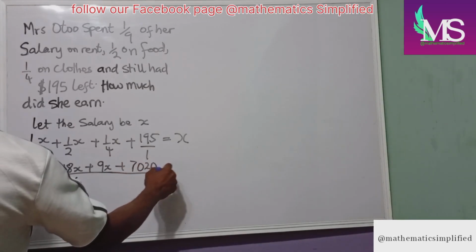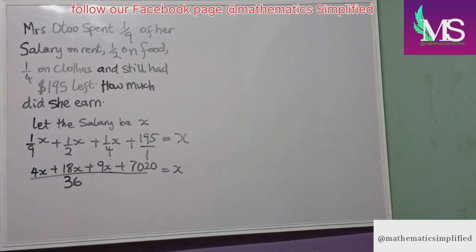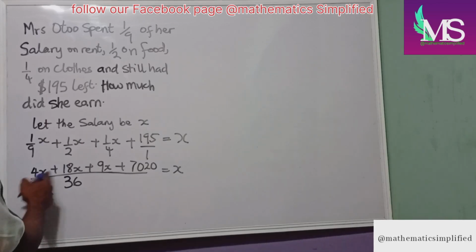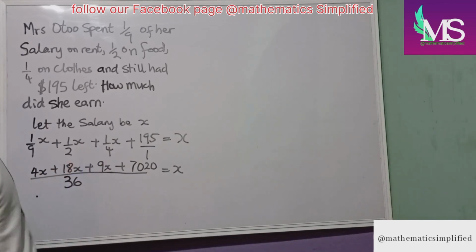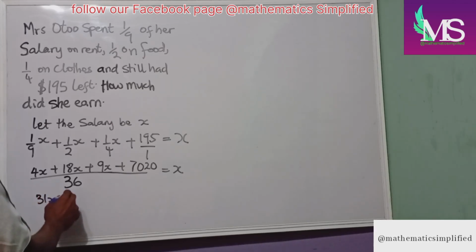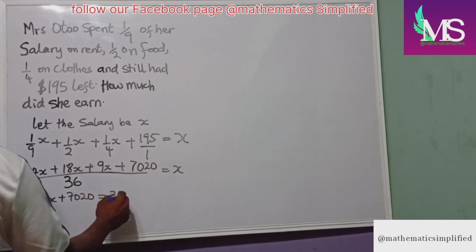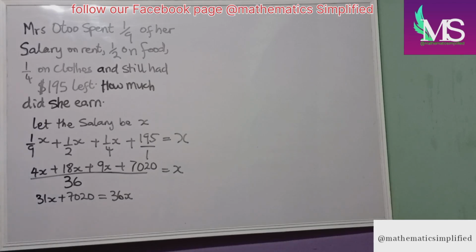7,020 equals X. So at this point now, we can cross multiply. Cross multiplying will give us 4x plus 18x gives 22x, plus 9x gives 31x, plus 7020 equals 36x. Now we can collect like terms.